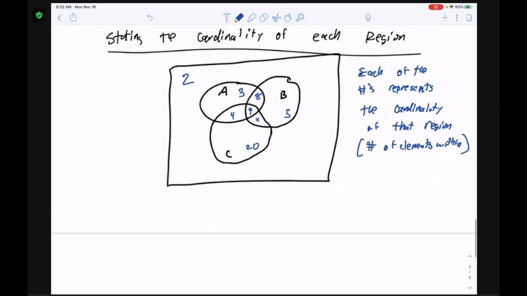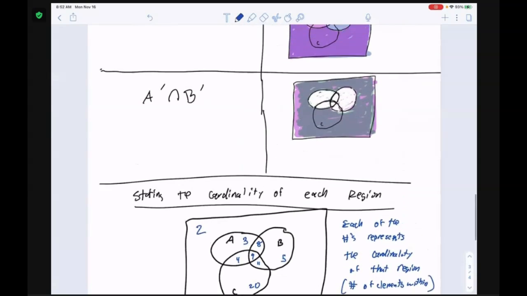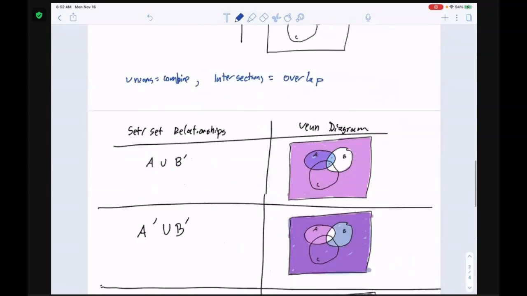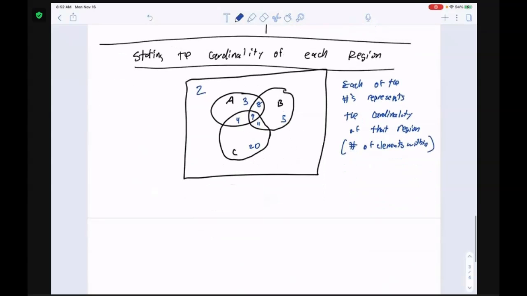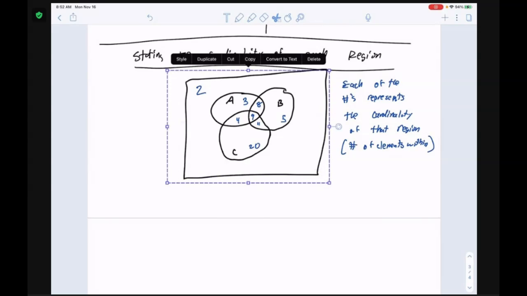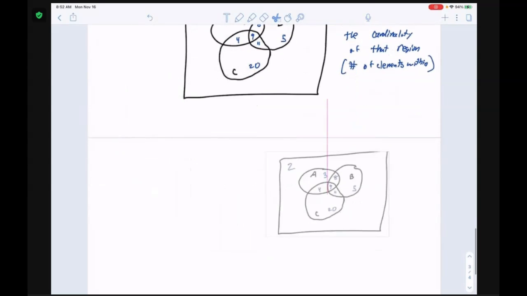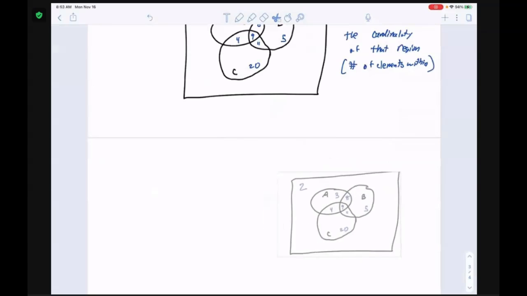So this will help us, in a sense, without having to do the drawing. So this is what we're going to be using for these next problems, okay? So you're going to have to do some addition.